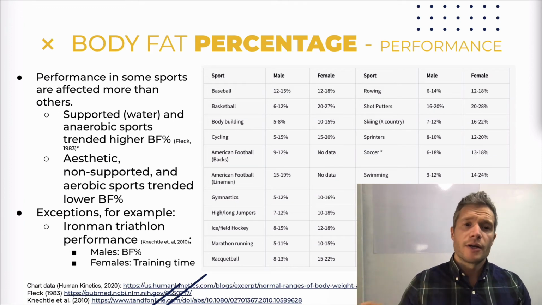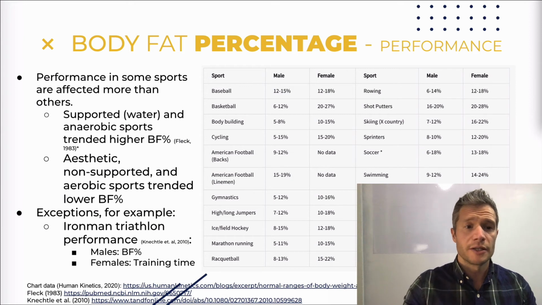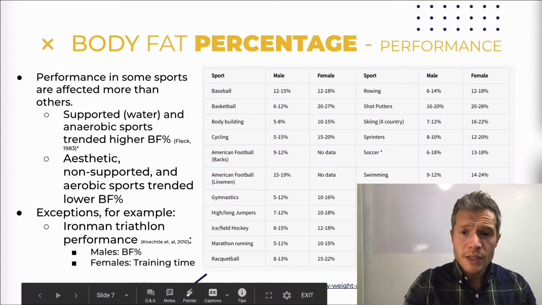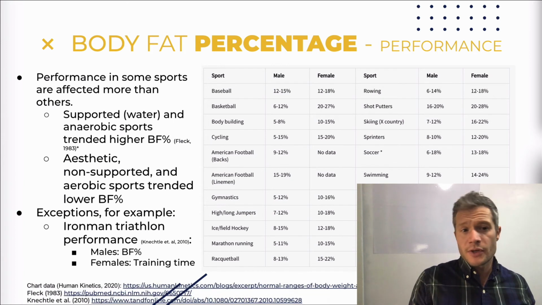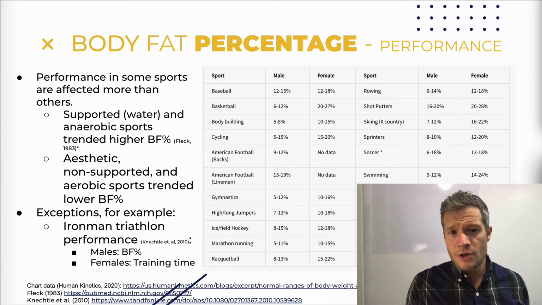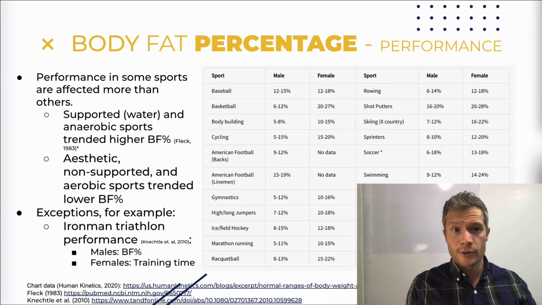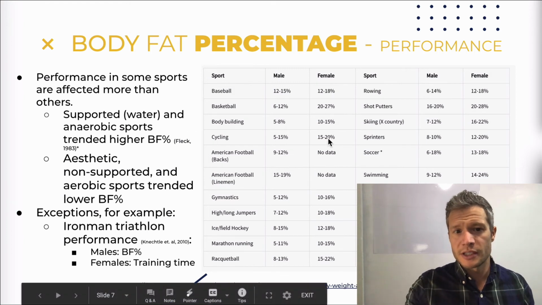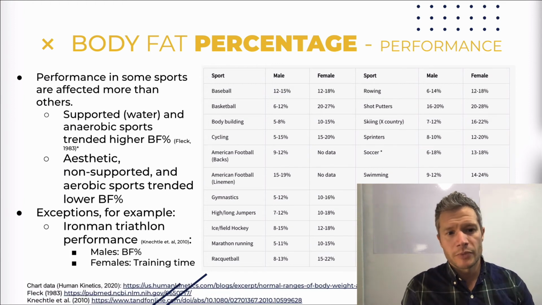Now, just to illustrate how that's actually not always true, we'll take a little peek at one study that looked at triathlons. So in triathlon, you swim, you bike, and you run. So you have two sports that are not necessarily supporting your body weight, in particular swimming. Cycling, you still carry your body weight with you, so you'll notice the body fat percentages for cycling here are quite low as well, relatively speaking.